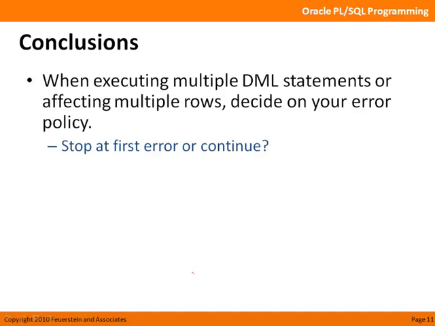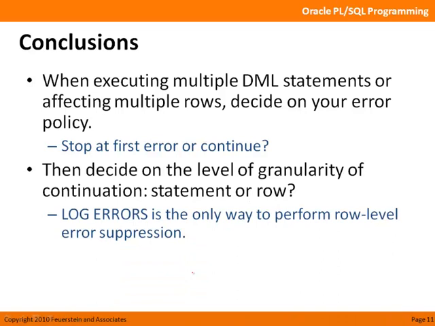But if I'm doing an update that might sweep across tens of thousands of rows, ask yourself, what's your policy? If an error occurs on any of the rows, do I stop or do I want to continue? If you want to continue, you'll have to use the log errors feature with DBMS_ERRLOG. And especially if you want to continue at the row level as opposed to the statement level. Statement level is basically something you can get with save exceptions. Row level only with the log errors feature.